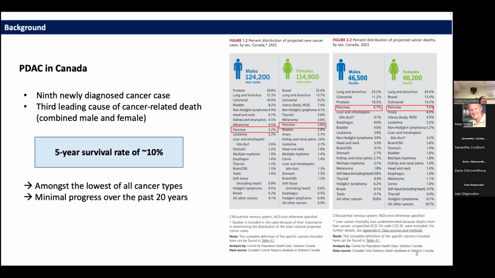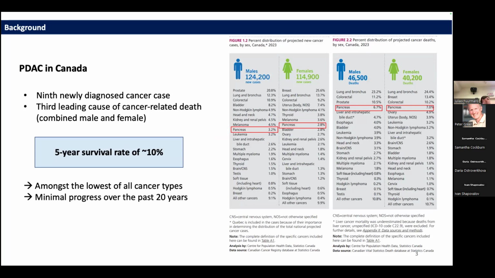So some background about the state of PDAC in Canada. In 2023, it was projected to be the 9th most newly diagnosed cancer case, so incidence, in combined male and females, but then this jumps drastically to the third leading cause of cancer-related death in combined sexes. So this is because pancreatic cancer, specifically PDAC, has a 5-year survival rate of less than 10%, which apparently, according to Julia, is very similar to mesothelioma. And this is amongst the lowest of all cancer types, this 5-year survival rate. And unfortunately, there's been minimal progress over the past 20 years in trying to increase the survival rate.